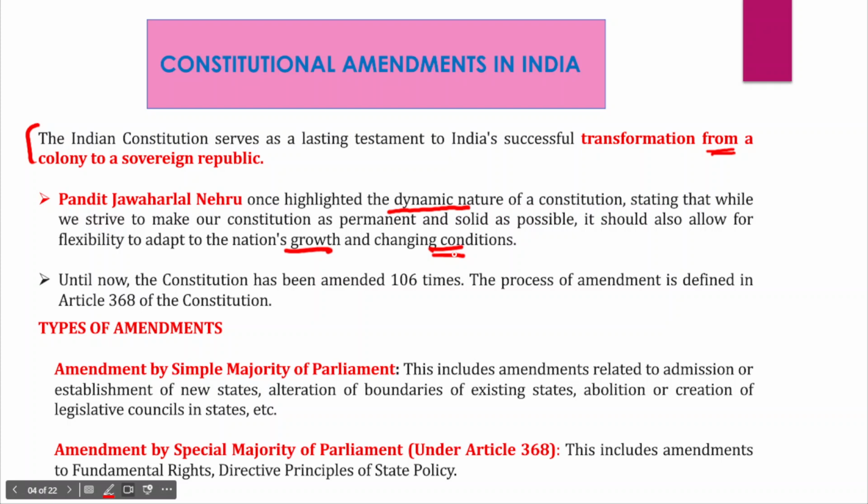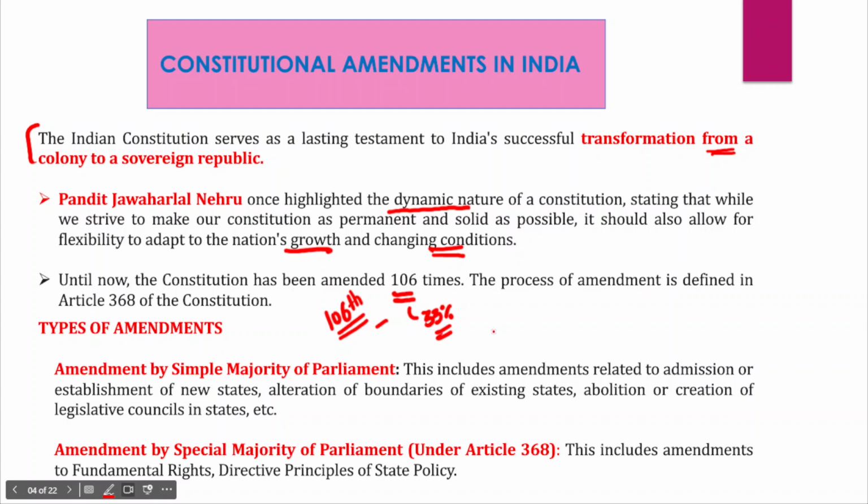So how many times has the Indian Constitution been amended? So far, 106 amendments have been made to the Indian Constitution. The recent constitutional amendment provides 33% reservation for women in Lok Sabha and state legislative assemblies, and that is the 106th Constitutional Amendment Act.